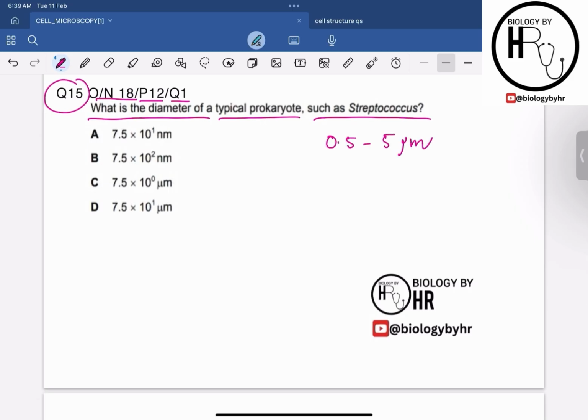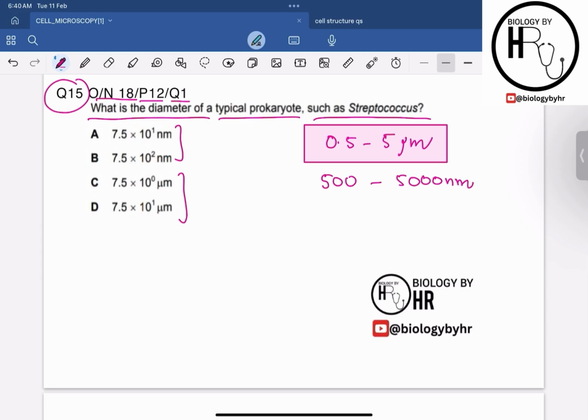And you can see here that the answers are in different units. Two options are in nanometers and two options are in micrometers. So in micrometers your range is 0.5 to 5 micrometers, and if we convert this into nanometers, it would be 500 to 5000 nanometers, right? Let's see what our correct answer can be.